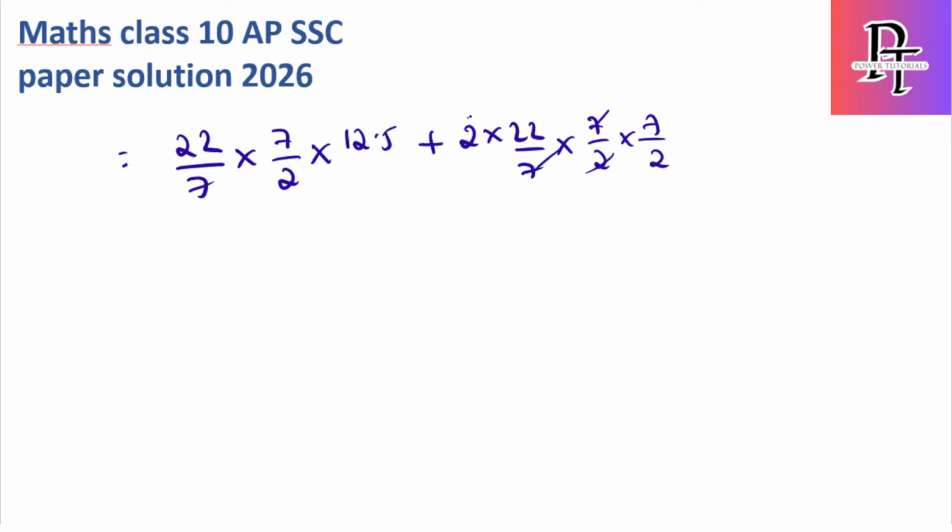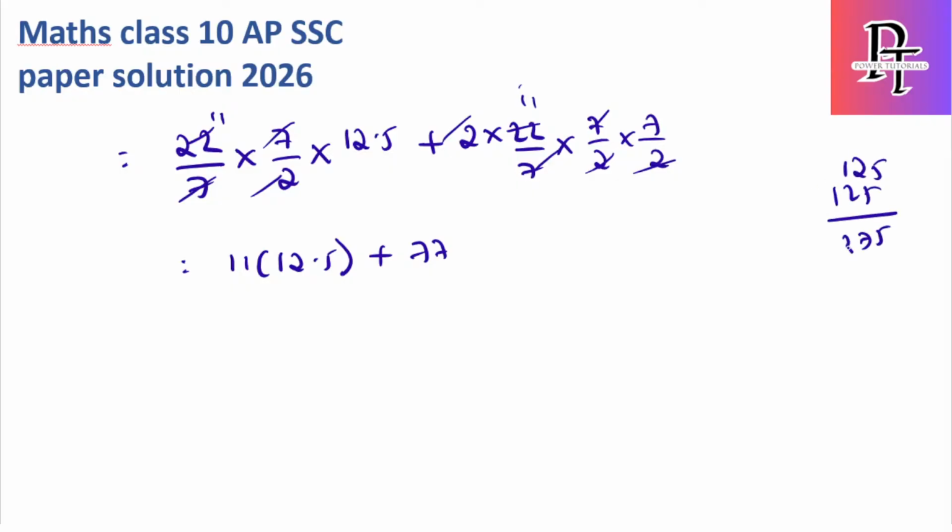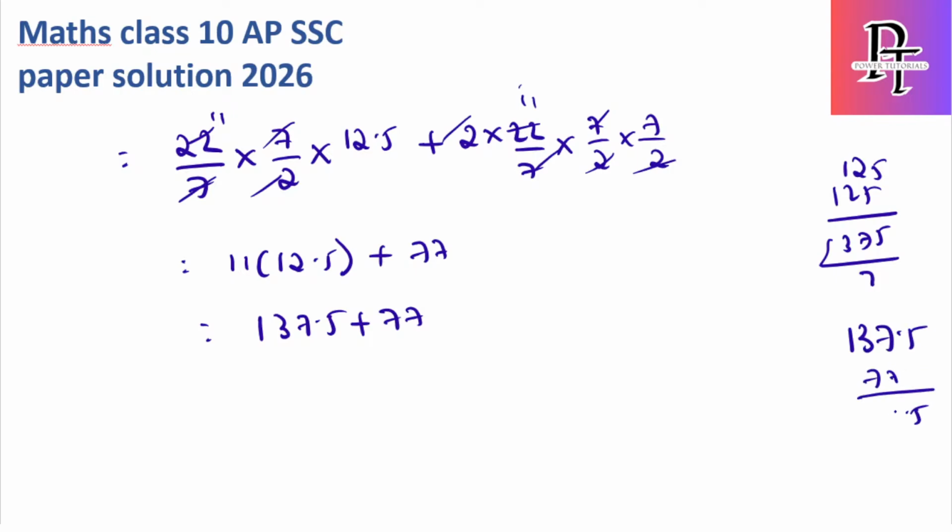7 7 cancels, 2 2 cancels, and here 7 7 cancels, 2 1s are 2, 11s. So you will get 11 into 12.5 plus 22 into... again 2 1s are 2, 11s, 11 7s are 77. So 12.5 into 11 you will get 137.5 plus 77. Let's add these two. 137.5 plus 77, so this becomes 0.5, 14, 7 plus 3 is 10, 11. So the final answer is 214.5 centimeters square.